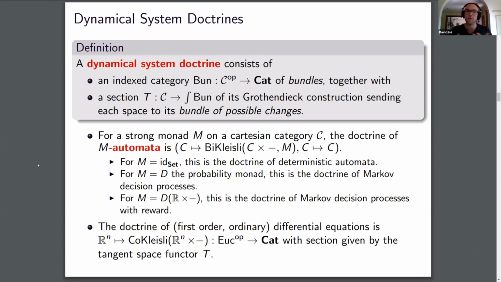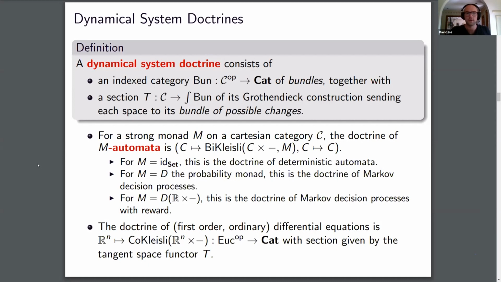And if we change this monad, we change the kind of automaton we get. So for the identity monad, we get the deterministic automata. If we took the power set monad, we would get a non-deterministic automata. If we take the probability monad, we get a Markov decision process or a stochastic automaton. And if we use another monad, say if we want rewards, we can use this distributive law to get this other monad. And basically, you can put any kind of monad you really want in here. And one nice thing about this series of doctrines is that it's very easy to write it down in Haskell. So that's a plus.